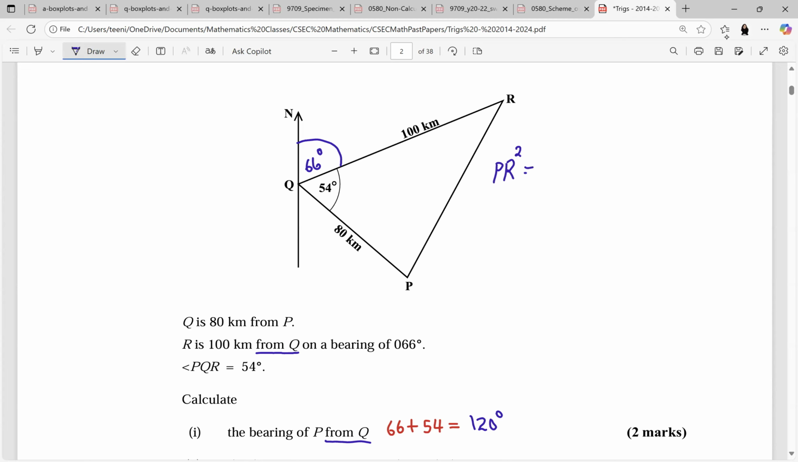So PR squared is equal to the sum of the squares of the other two sides, 100 squared plus 80 squared, minus 2 times 100 times 80 by the cos of the angle opposite the side PR, which is 54 degrees. All right, so Amisha, me and you again, we're gonna work this out together. Everyone else, you can go ahead unless you want to take your time with me and Amisha. Amisha there? Yes, miss. Let's go. 100 squared. How much is that?